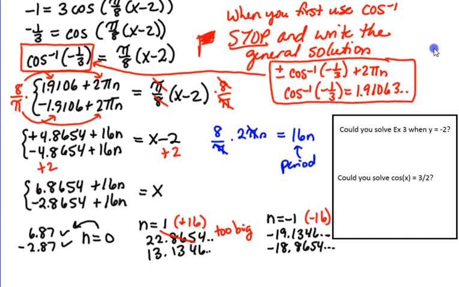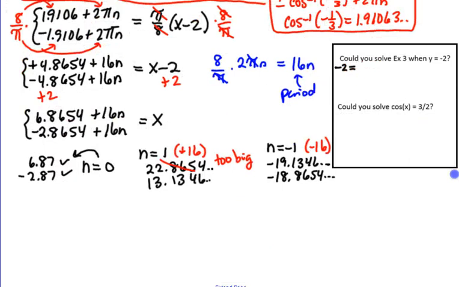Now, a couple final questions. Could you solve example 3 when y equals negative 2? So let's put negative 2 in here. Negative 2 equals 2 plus 3 cosine of pi over 8 times x minus 2. Obviously, I can't fit all this in here, but if I subtract 2 from both sides, which would be negative 4, and divide by 3, I would end up with negative 4/3 is equal to cosine of pi over 8 times x minus 2.